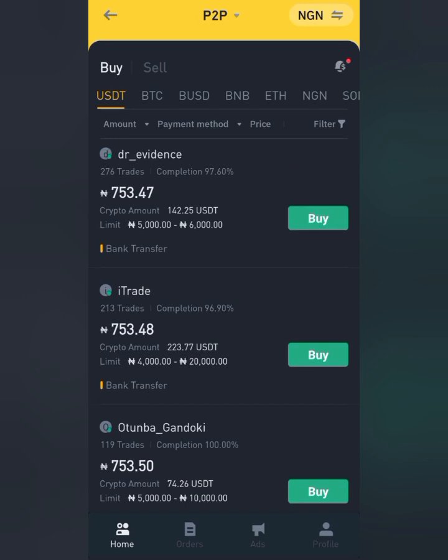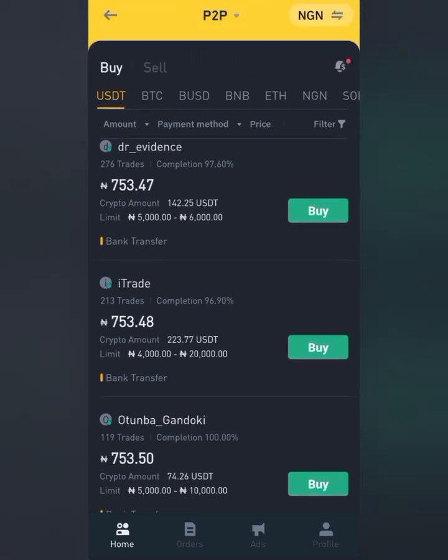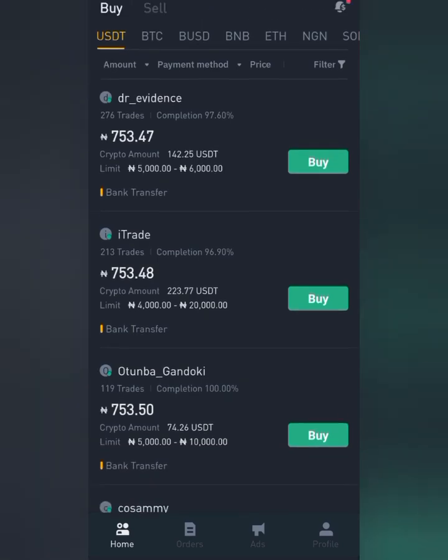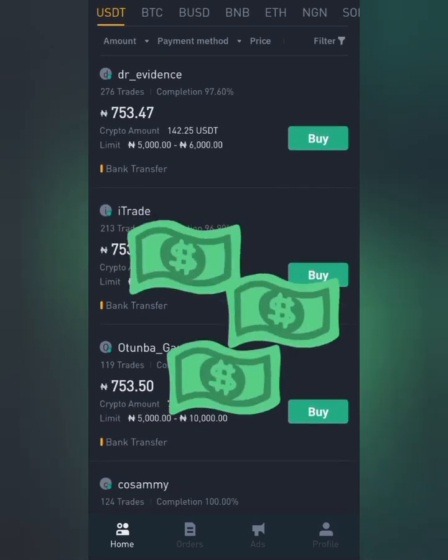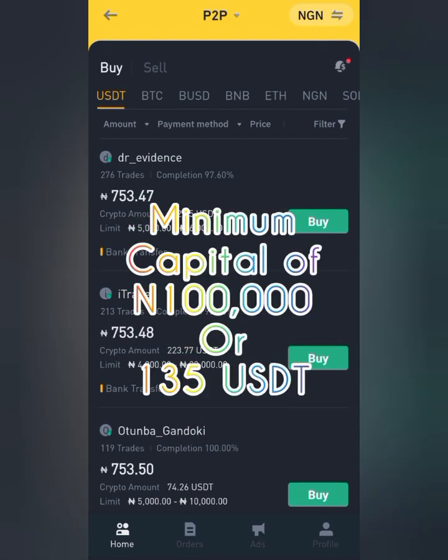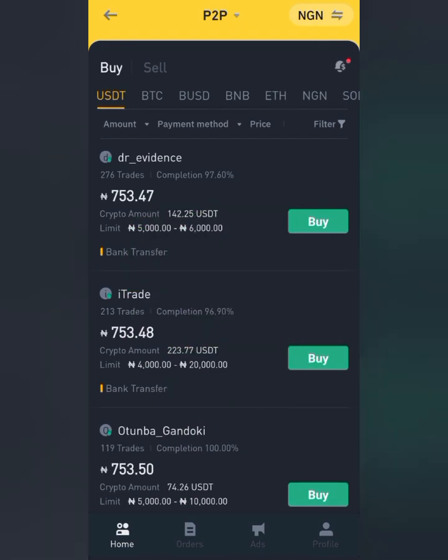And with this one, you can't play with small amounts of money. You have to start with a minimum of about 100,000 Naira, which is about 130 something USDT. I mean, you have to have a sizable capital. Like I say, most of these arbitrages have to do with the size of your capital. You can't start small with some arbitrages like this one. You need at least a minimum of 100,000 Naira or 135 USDT, something in that range. So let's look at it.